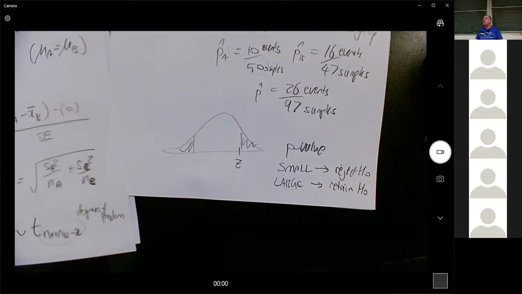Most people say under 0.05 is small because Fisher, that's what he used when he first invented hypothesis tests. Some people pick other ones.